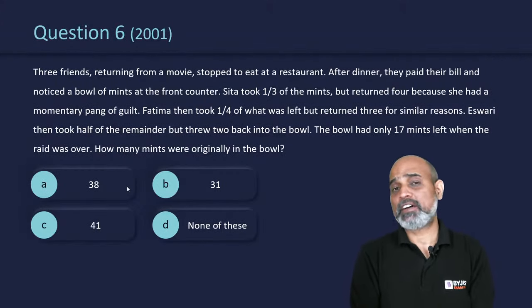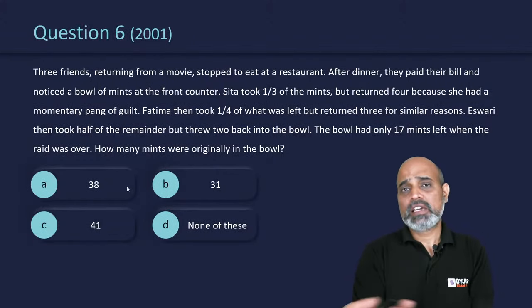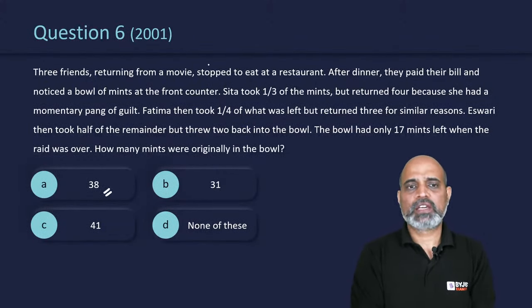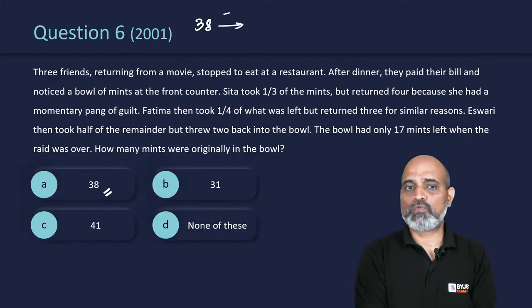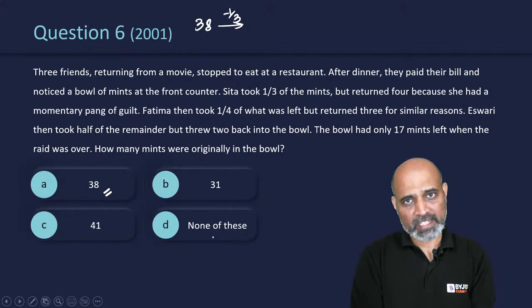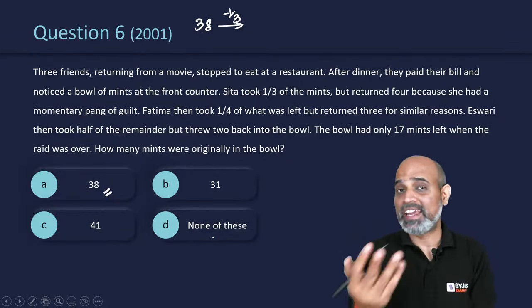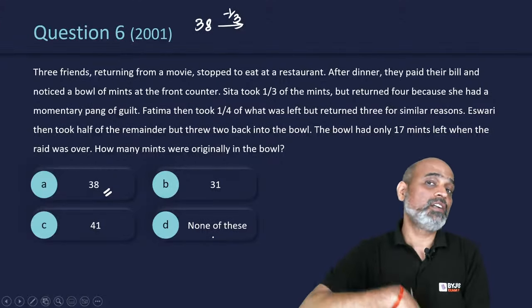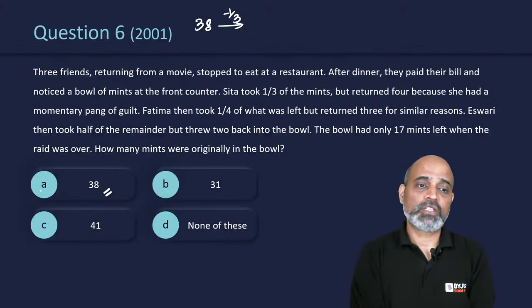Okay, since we have the options, we can start from there. 38 से शुरू करते हैं. Suppose there were 38 mints in the bowl. What happens? Sita first of all takes 1/3 of it. Can we calculate 1/3 of 38? नहीं, point में आएगा. Right? 39 is divisible by 3, 38 is not. So there could not be initially 38 mints in the bowl because Sita can't take 1/3 from there. So 38 तो नहीं है.